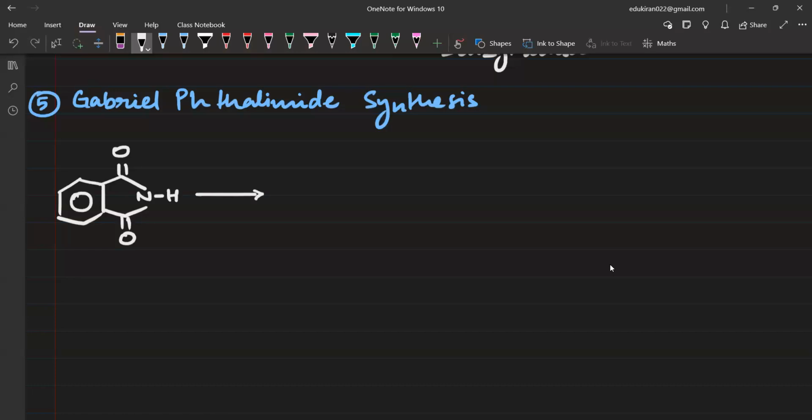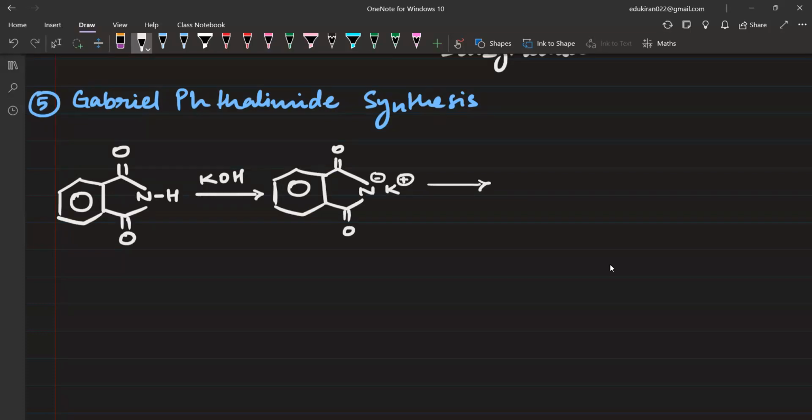When you react this with KOH, this acidic hydrogen will react and form water with the OH, and we will get a salt having a benzene ring, nitrogen, double bond O here, double bond O here, and this nitrogen will get a negative charge, stabilized by the K positive. In the next step, we are going to add alkyl halide, that is RX. Now R is attached with a halogen atom, which has more electronegativity.